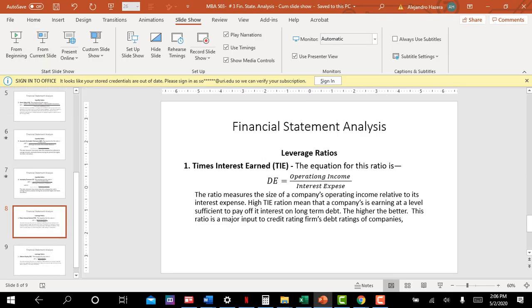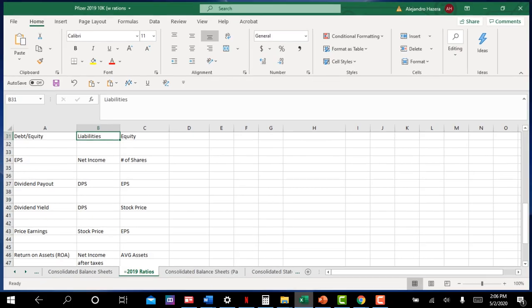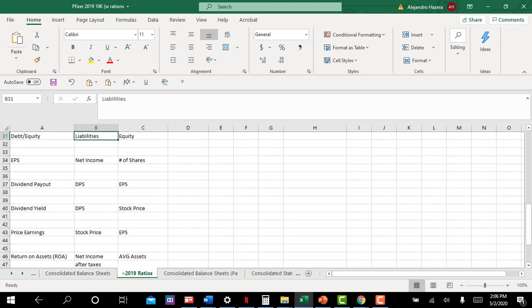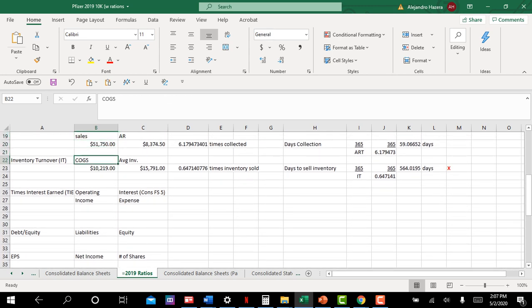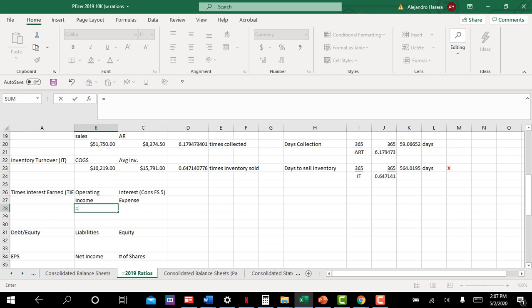Okay, so I'm going to go back to times interest earned, and go back to the Excel worksheet we had on Pfizer. And there's your times interest earned ratio. It's an easy ratio, but sometimes interest expense is hard to get. I'll show you where it is on the Pfizer statements.